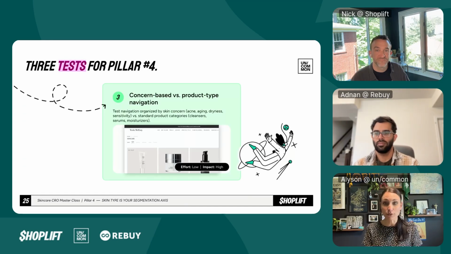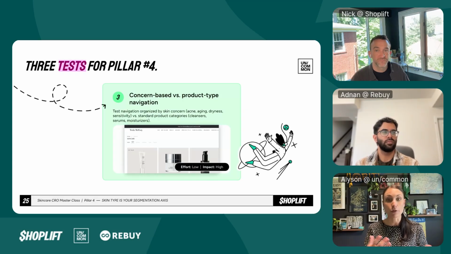So this is the final testing type. This has to do with passive personalization. Again, spoiler alert, getting ahead of myself, but something that I love to test and love to implement. So most websites have their navigation set up based on product type. So we have listed out cleansers, moisturizers, etc.